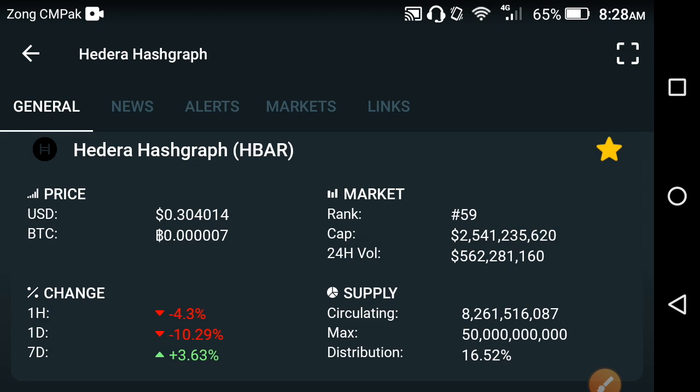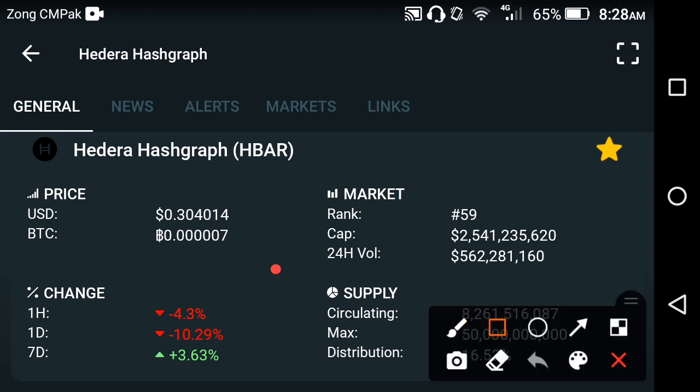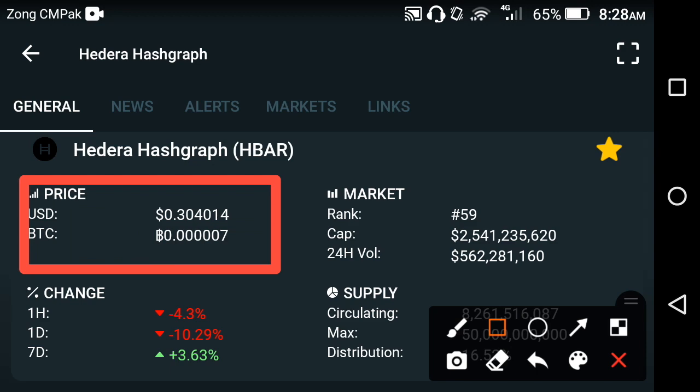Anyways, let's move on and discuss the prices of Hedera Hashgraph. So friends, the current price of the Hedera Hashgraph in the market is 0.304014 USD.